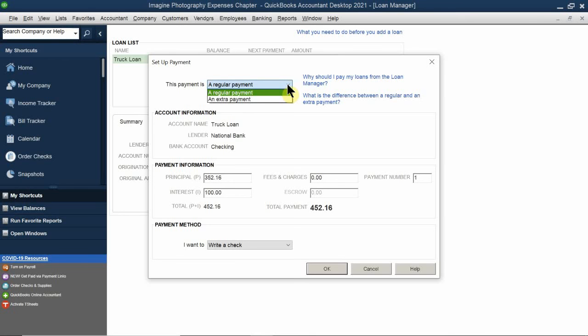So in this case, this $452 is going to be a regular payment, especially if you pay for the first time. Now, yes, you can make multiple payments to pay your loan a lot quicker, but if you do choose to do so, you can make the second payment go 100% towards your principal.